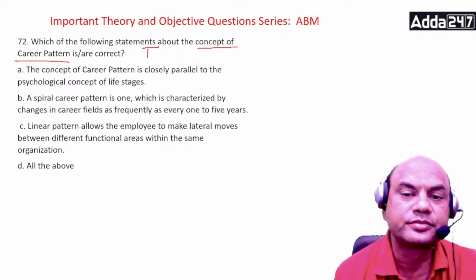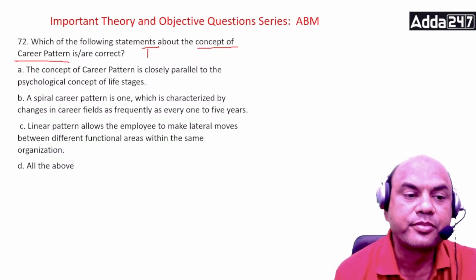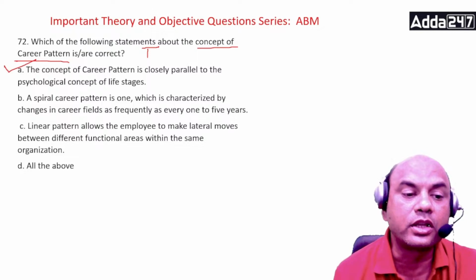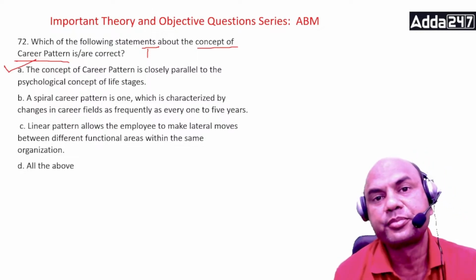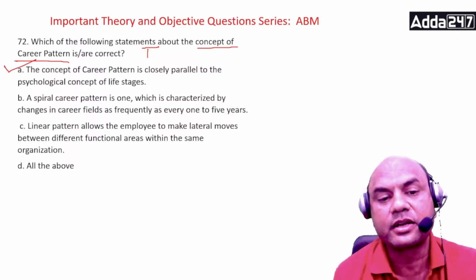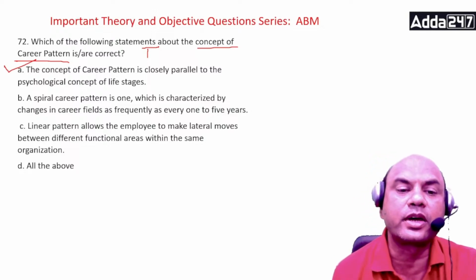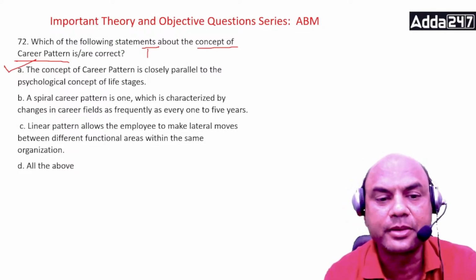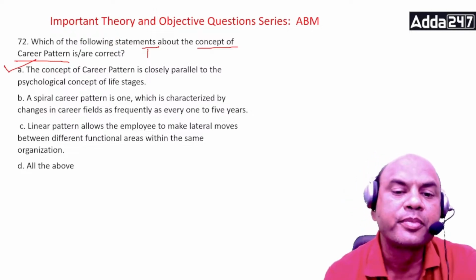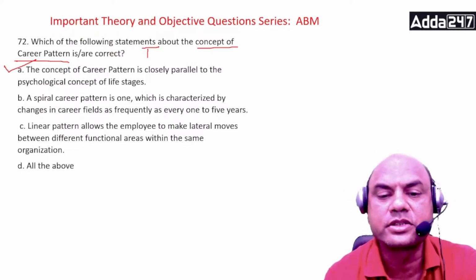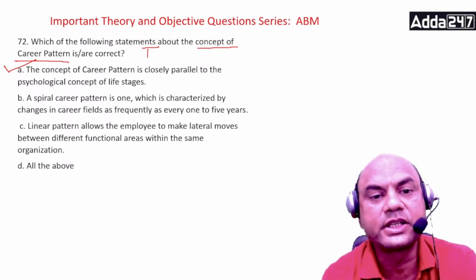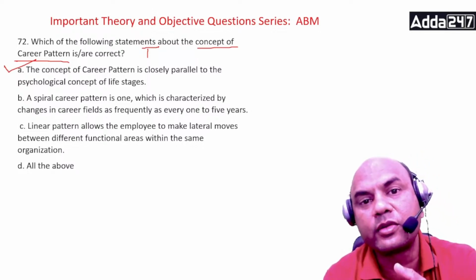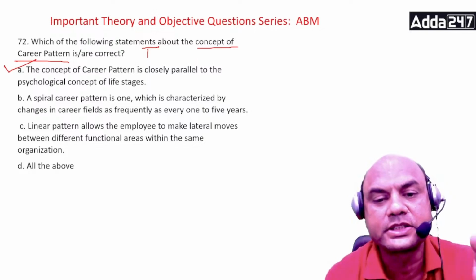So which of them is correct over here? Answer is only A, not all of the above. Many of you have the feeling that all of the above is the answer. So the answer is only A. Why? Only statement 1 is correct. The concept of career pattern is closely parallel to the psychological concept. So that is statement number 1, and that is correct. It varies from one stage of life to another, and it is in the sequence of your stages of life.